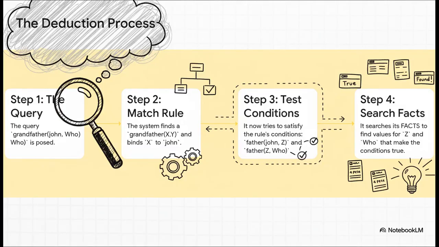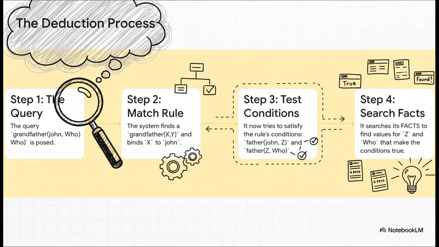Let's actually walk through this. Step 1, we ask our question, our query. Grandfather John, who? Okay, so the system immediately starts looking for a match. Boom, it finds our grandfather rule. It then does that unification thing. It matches our query to the rule. So the variable X in the rule gets locked into our known value, John. And now the system has a new set of goals. It has to satisfy the conditions of that rule.